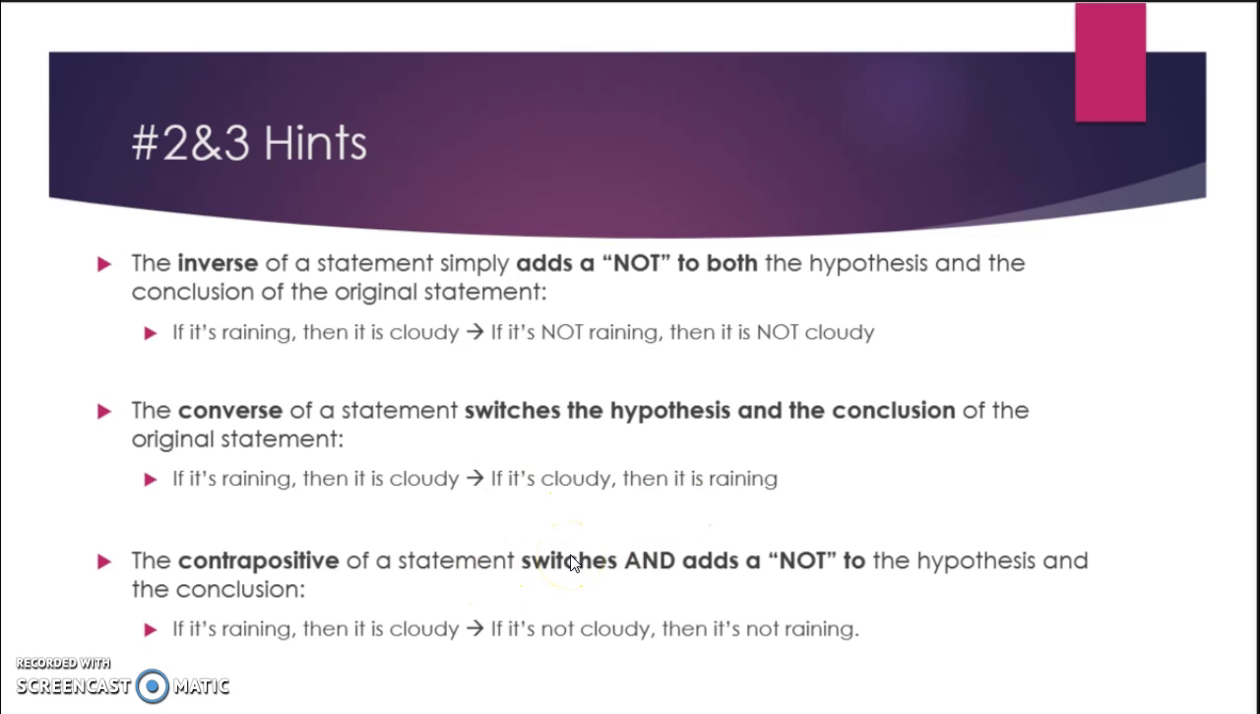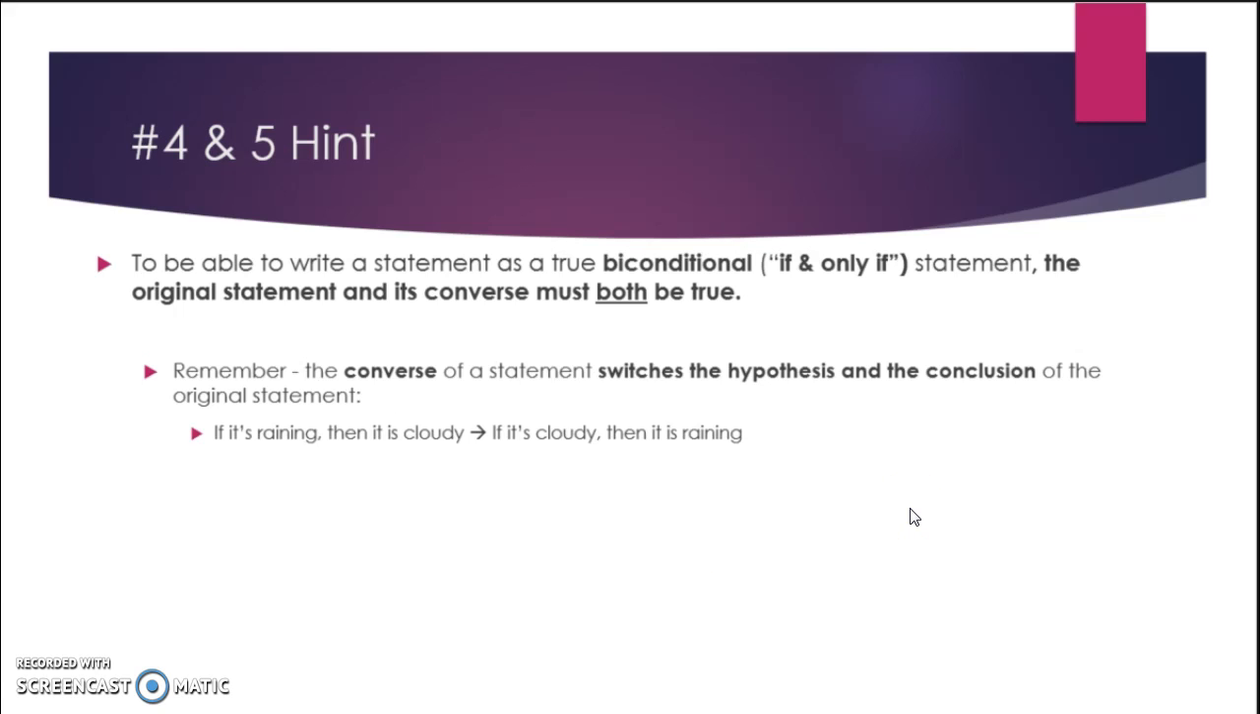The contrapositive does both. It's like combining the inverse and the converse. It switches and adds a not to the hypothesis and the conclusion. So it switches, if it's raining, then it's cloudy. We switch it, and we also add a not. So we say if it's not cloudy, then it's not raining. And that will help you with numbers 2 and 3.